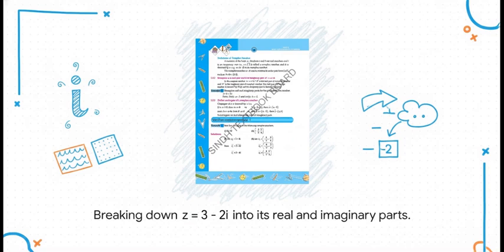The real part, that standalone number right there, is 3, so Re z equals 3. The imaginary part is just the coefficient attached to the i. In this case, that's negative 2. So Im z equals negative 2. It really is that simple to dissect.